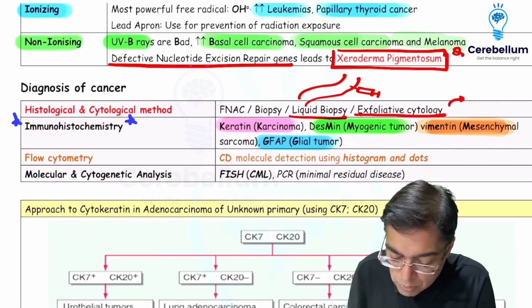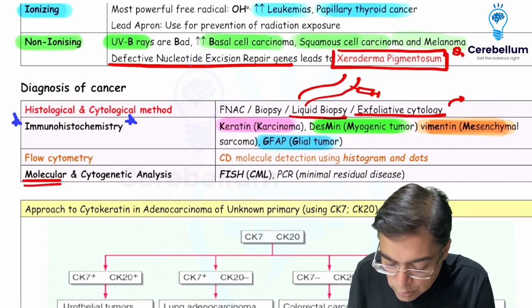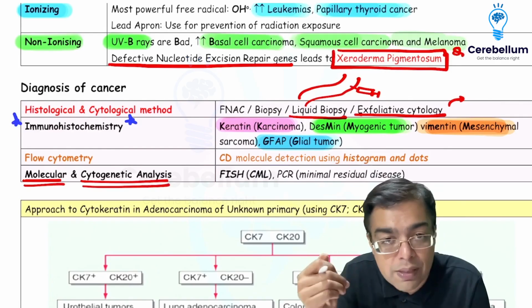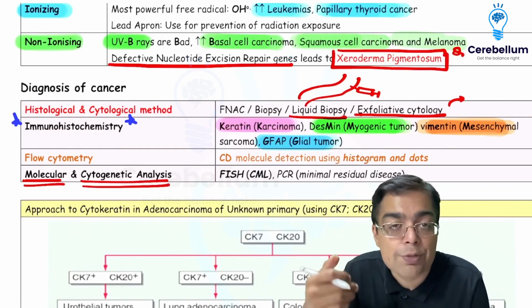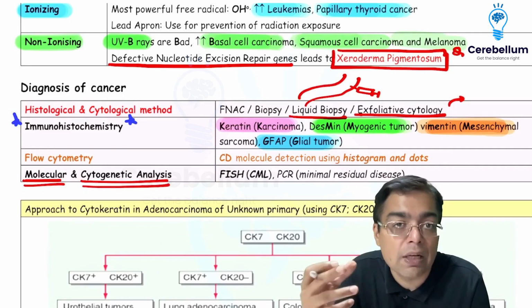Whenever we're going to be talking about the newer methods which are being more relied upon, the molecular methods or the cytogenetic analysis methods, say for example, the polymerase chain reaction, say for example, the FISH technique, the fluorescent in situ hybridization. So they are going to be responsible for having a better and a more specific kind of detection rate.